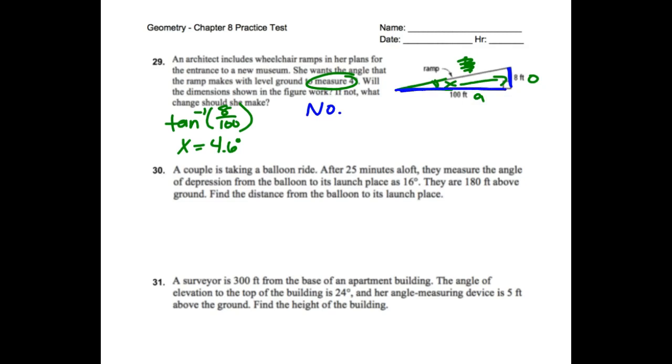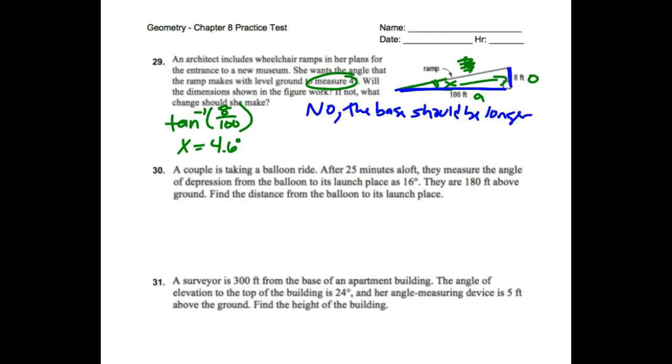Now if I think about this, I have to decide if making it shorter will work or making it longer will work. You could try a few different numbers, see what happens if you try tangent inverse of 8 over 90, see if I change that base to that. And when I do that, I get an even bigger angle of 5 degrees. So what I would then want to do is take that base and make it longer. So I would say, no, the base should be longer.